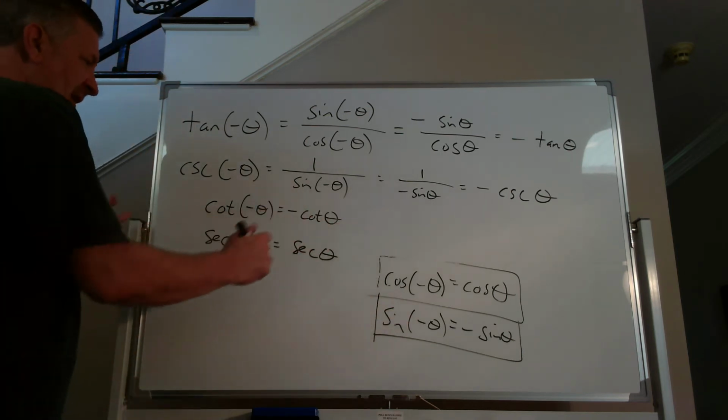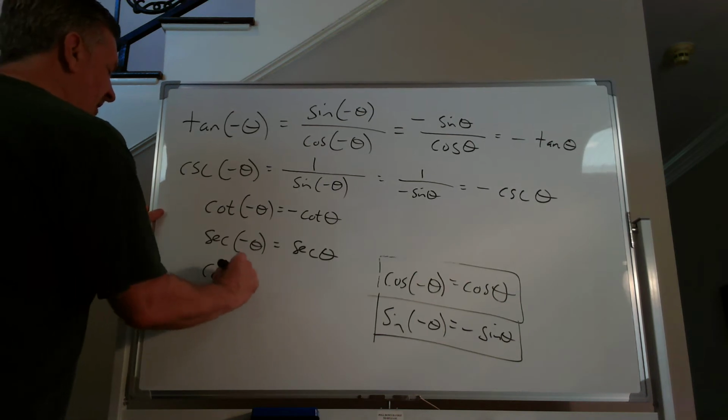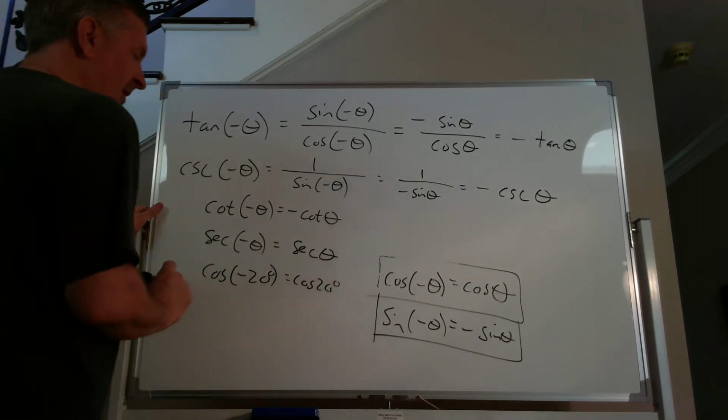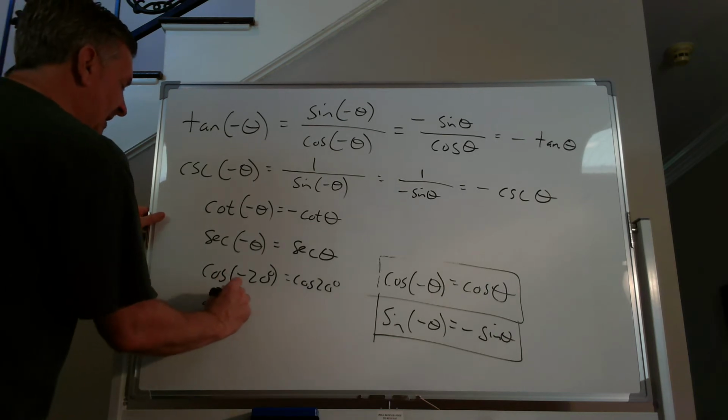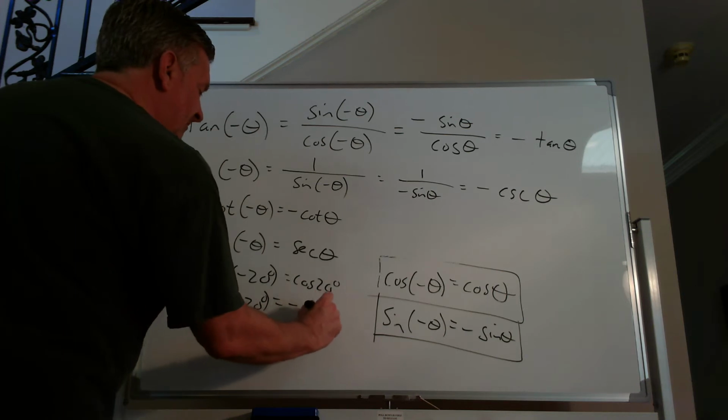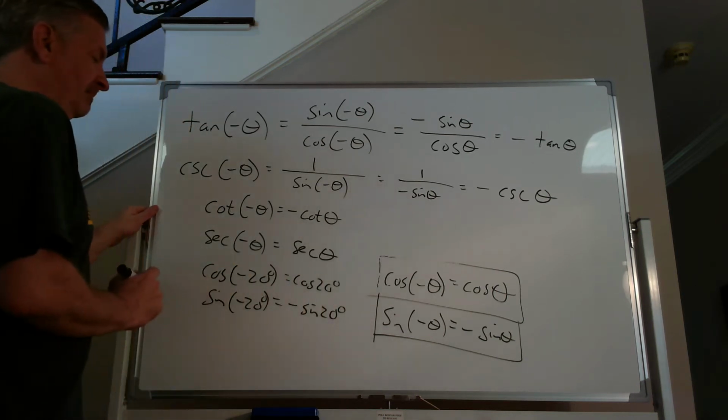So what is this saying? For example, if I say cosine of negative 20 degrees, that's the same as cosine of 20 degrees. If I do sine of negative 20 degrees, that's the negative of sine of 20, etc.